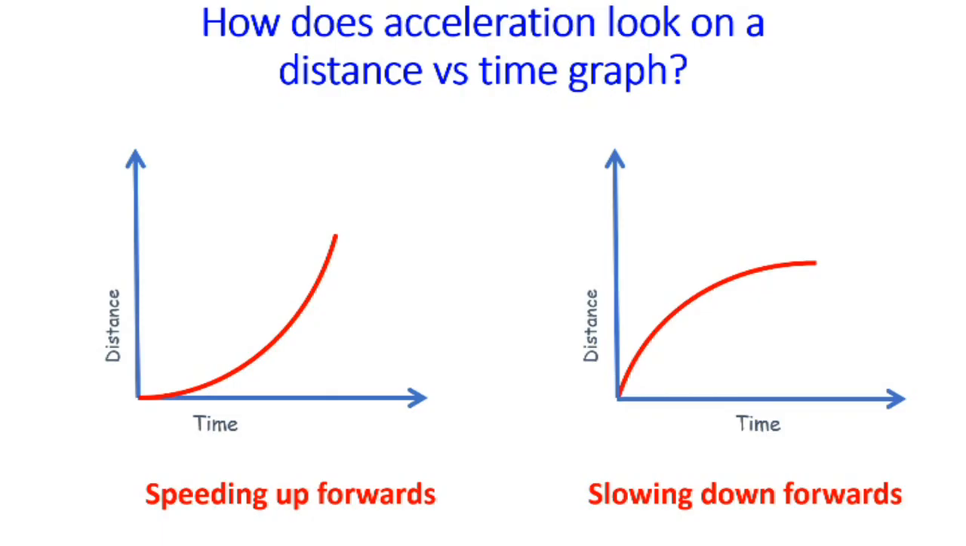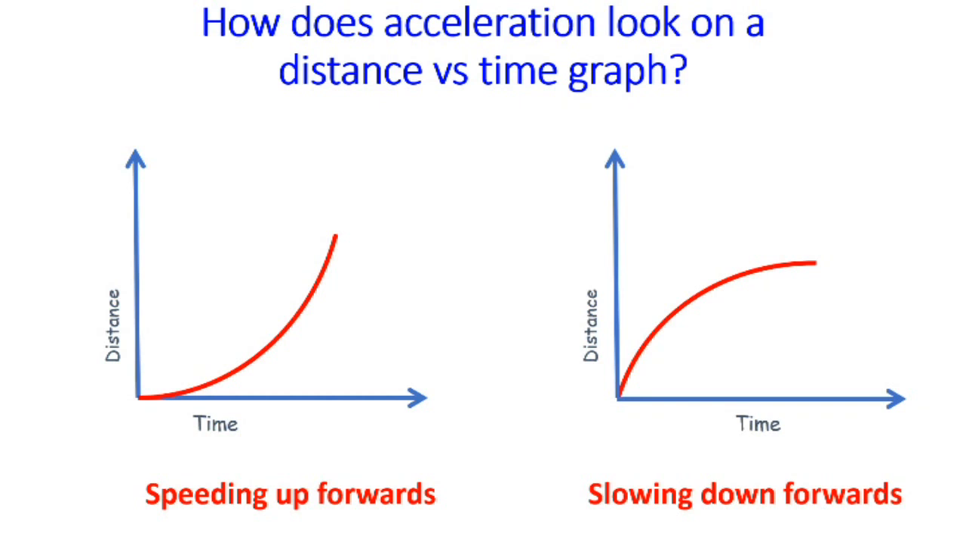Before we start, I'd like to show you a very simple tool. Here is a graph of distance versus time. On the left, we can see that it shows the motion of a car speeding up forwards. On the right, we see the motion of a car slowing down forwards. Now, come on. How many movies have we watched about people going fast? We like it when people go fast.